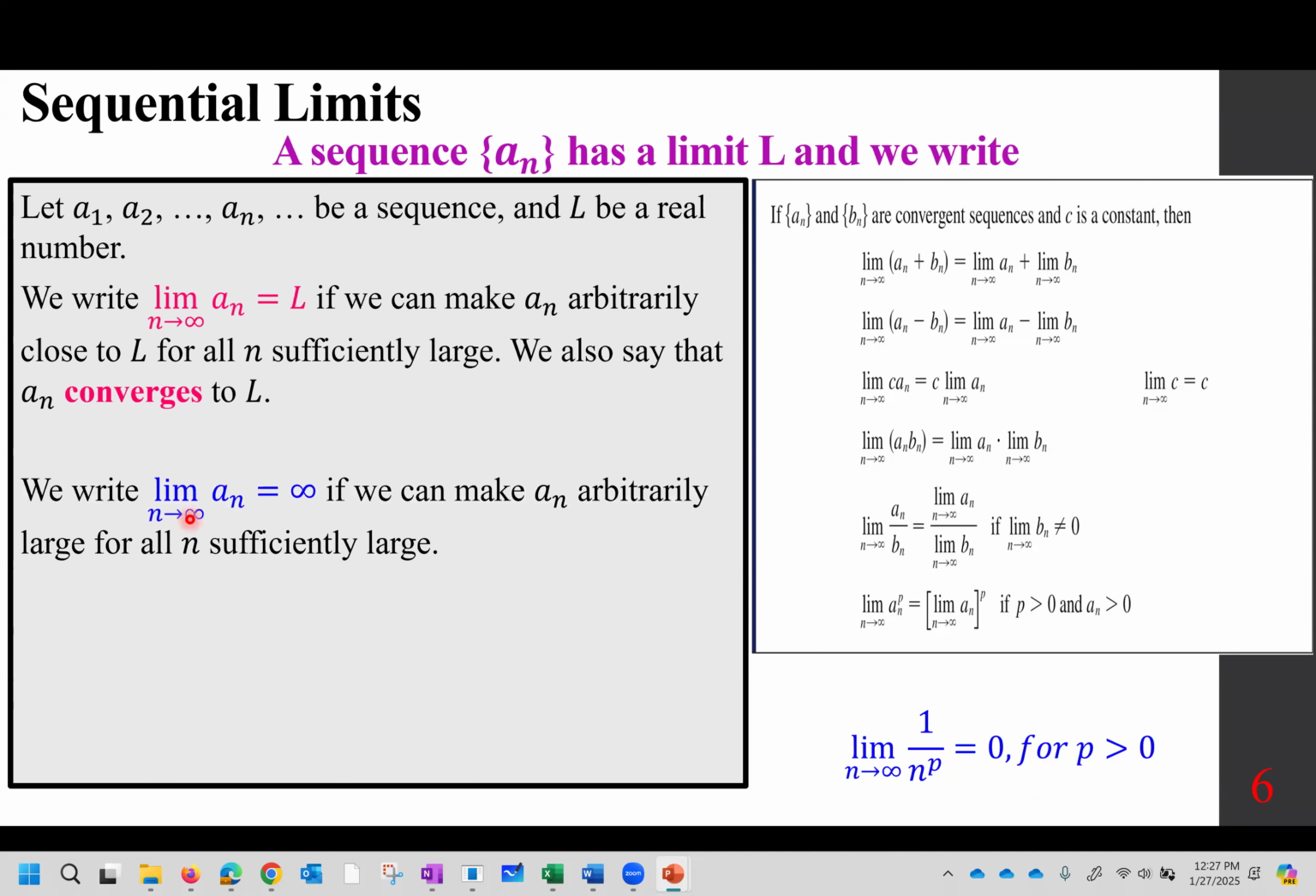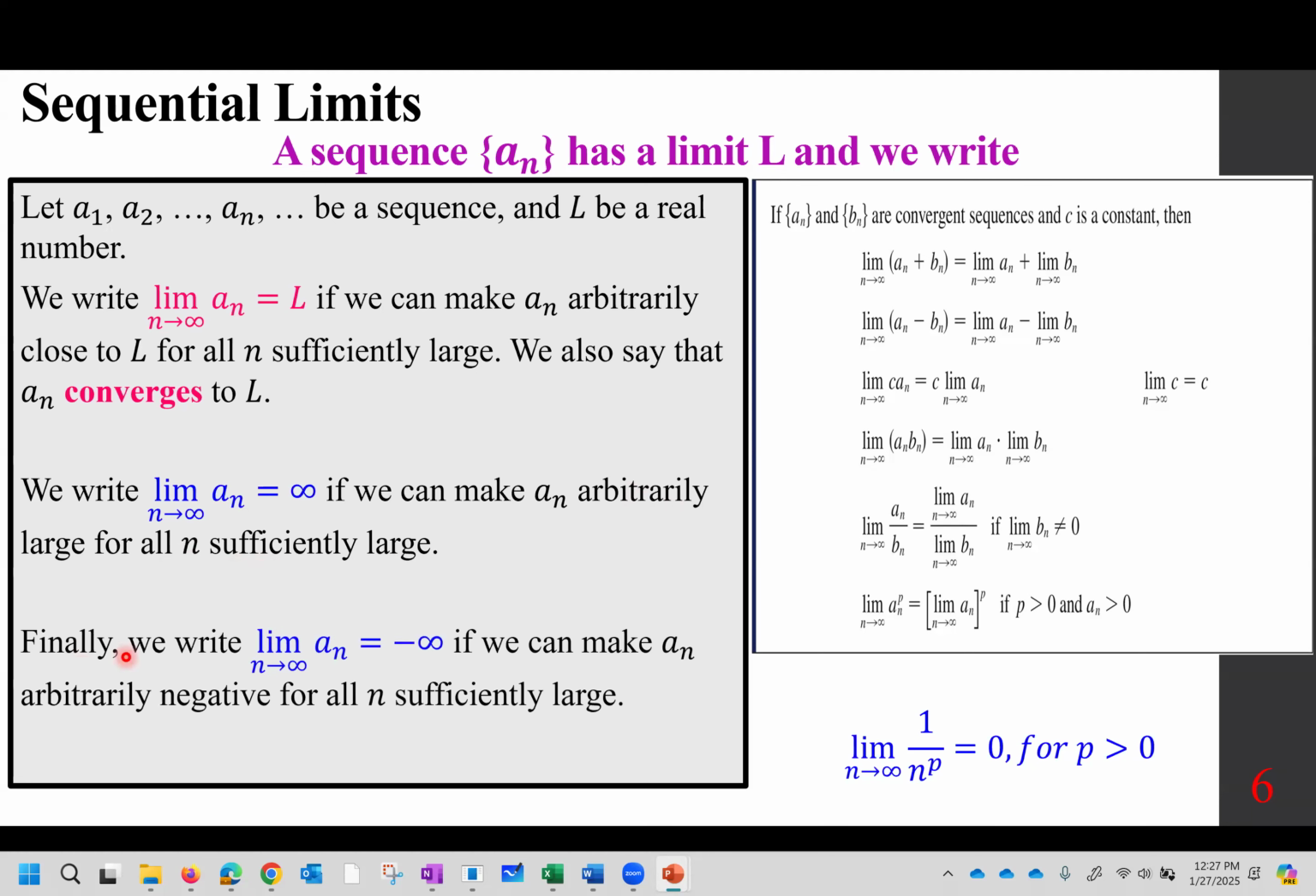What about this one? We write the limit of A sub n as n approaches infinity is infinity if we can make A sub n arbitrarily large for all n sufficiently large. Finally, we write the limit of A sub n as n approaches infinity is negative infinity if we can make A sub n arbitrarily negative for all n sufficiently large. In both cases, the sequences diverge in the last two cases.